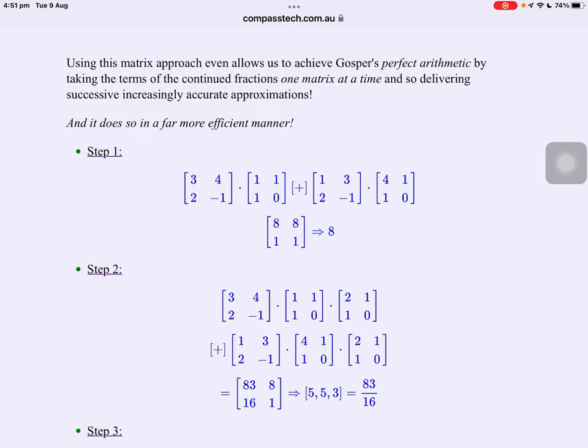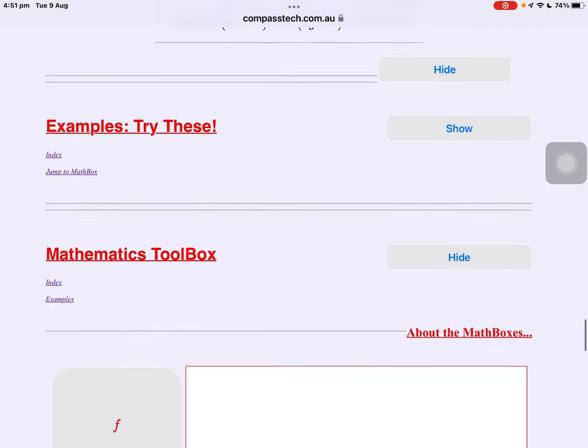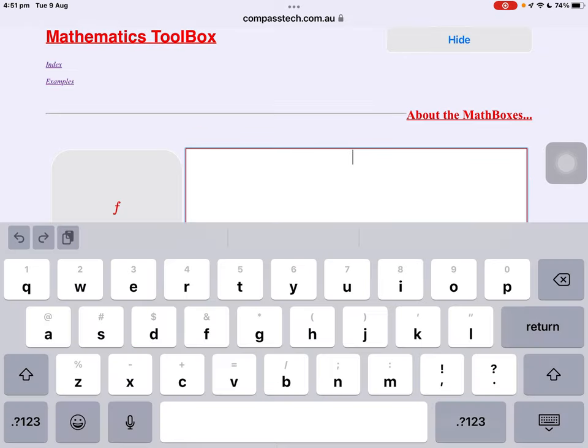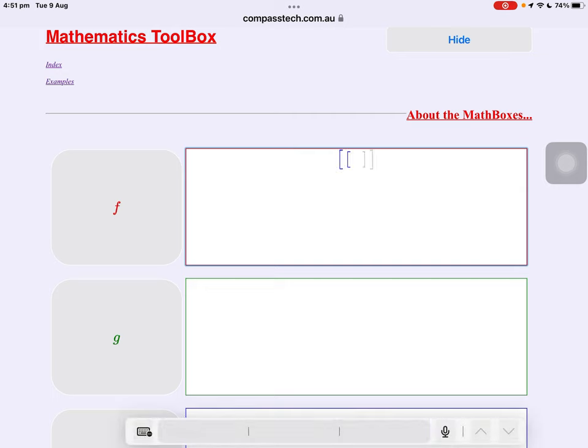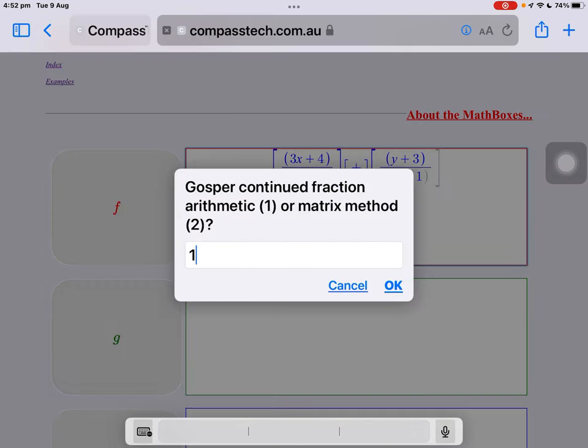The good bit, this process still works even with an unequal number of terms. So if we, all right, let's jump to an example. Let's try 2y minus 1. All right. Now, we're given the choice. Do we want to use Gosper's method? Not this time. We'll use the matrix method.